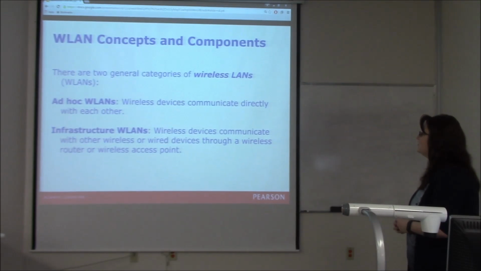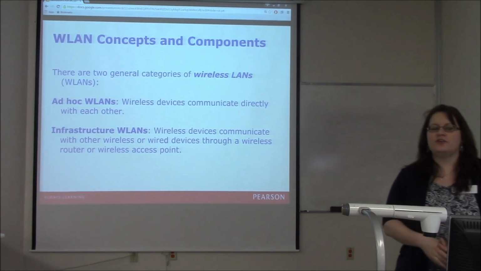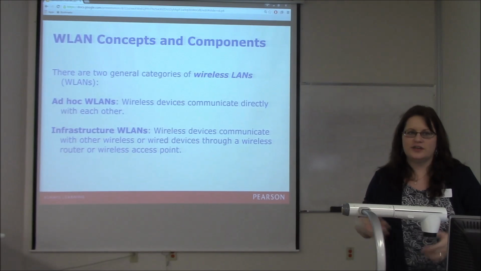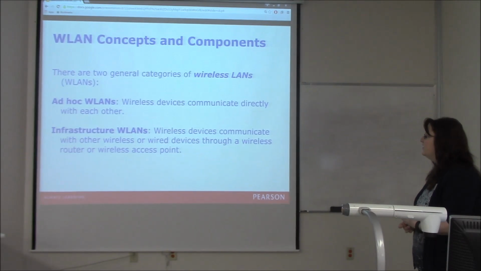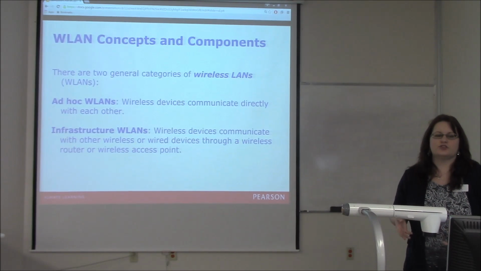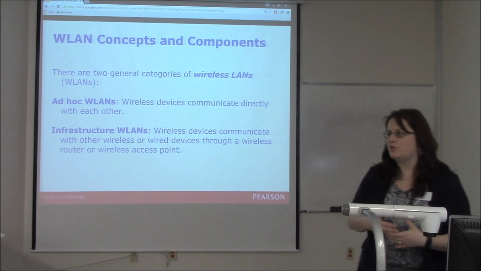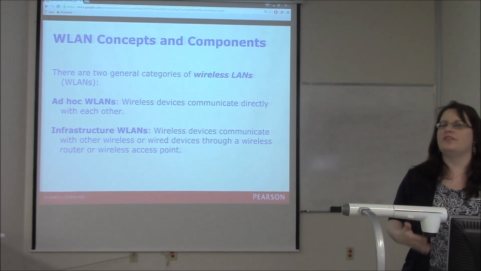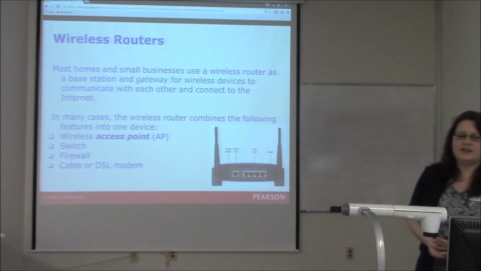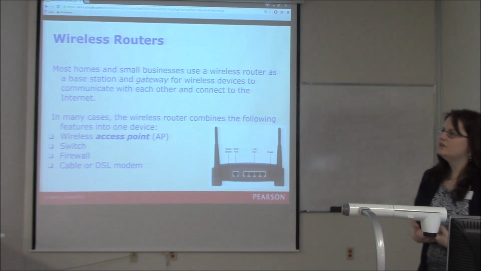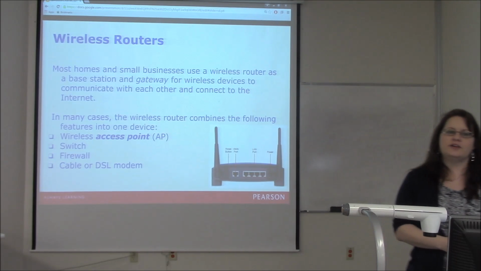So the devices are communicating directly with each other. There's not any infrastructure built. If there is an infrastructure built, we would call that an infrastructure wireless LAN. So they communicate with other devices, wired or wireless, through some sort of router or access point that's been set up there for that purpose. So that's what an infrastructure wireless LAN is. Depending on the situation, you'll probably see both in your career.